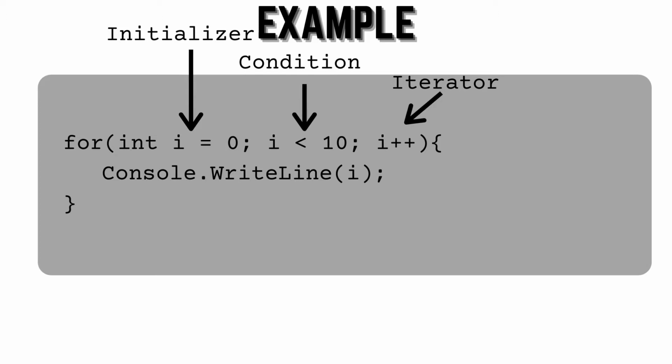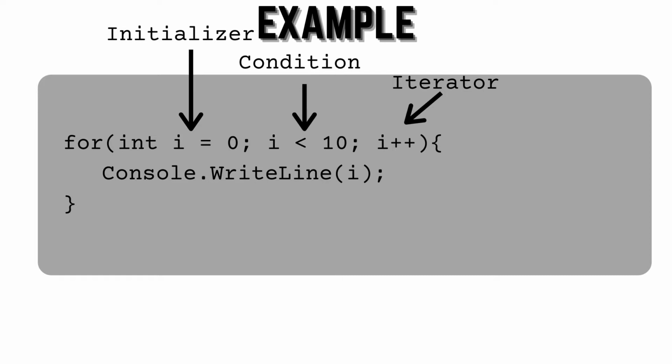Next, followed by a semicolon, is the condition. A condition is an expression that will return true or false. If it's true, the loop will run again. We can write a condition using any comparison operator. When it's done running once, it checks the condition, and so on. If the condition is false, the loop will stop running.